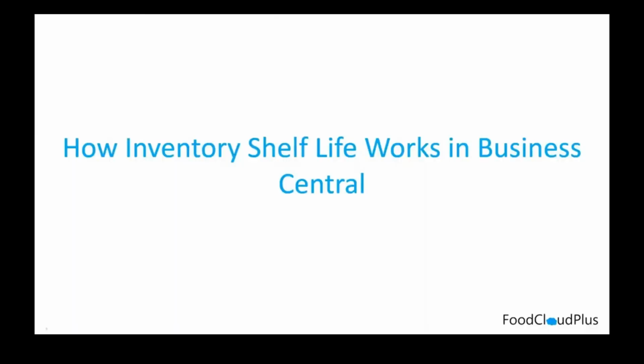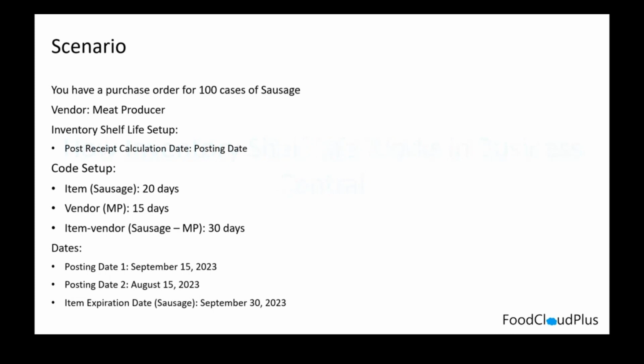Now that we've completed our setup requirement, we can take a look at how the Inventory Shelf Life app works in Business Central through a scenario. Let's assume we have a purchase order for 100 cases of the item sausage from the vendor meat producer. Our post-receipt calculation date is set to posting date, and our code setup is as follows. For the item sausage, we have a 20-day shelf life requirement. For the vendor meat producer, we have a 15-day shelf life requirement. And for the combination of the item sausage to the vendor meat producer, we have a 30-day shelf life requirement.